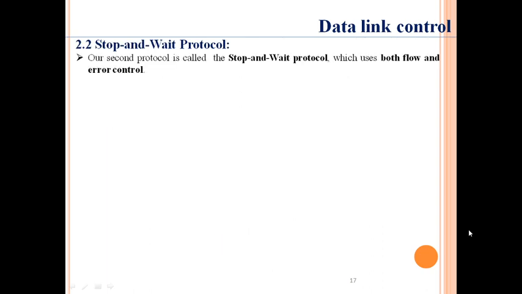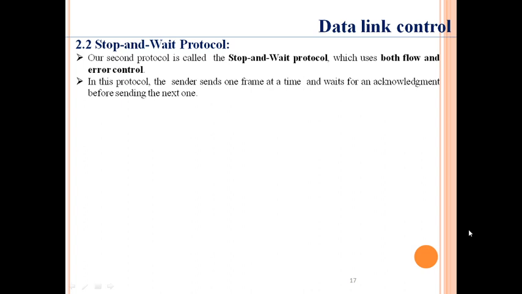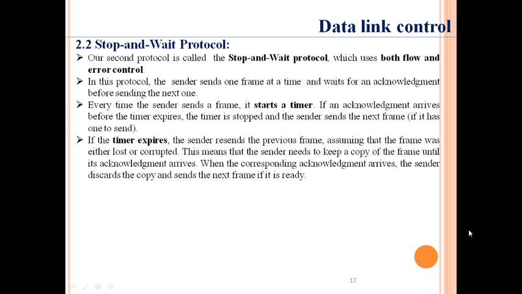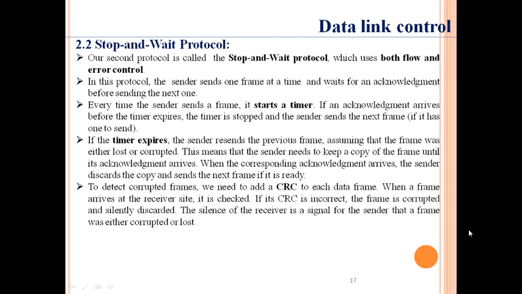Stop and wait protocol uses both flow and error control. The sender sends one frame at a time and waits for an acknowledgement from the receiver before sending the next frame. When the sender sends a frame, it starts a timer. If an acknowledgement arrives before the timer expires, the sender will send the next frame. If the timer expires, the sender resends the previous frame, assuming that the frame was lost or corrupted. This means that the sender needs to keep a copy of the frame when it sends it the first time until the acknowledgement arrives. When a positive acknowledgement is received from the receiver end, that copy will be discarded.